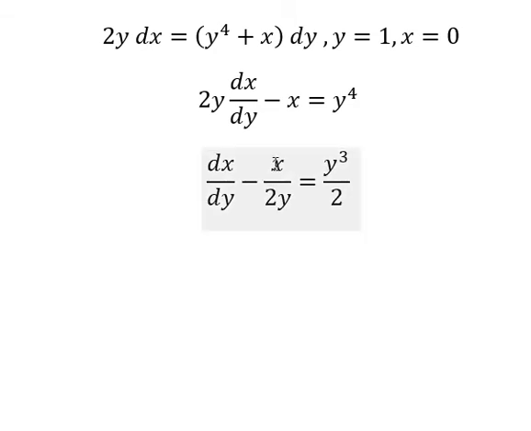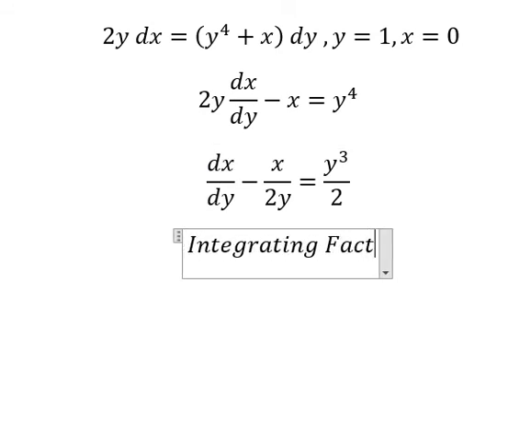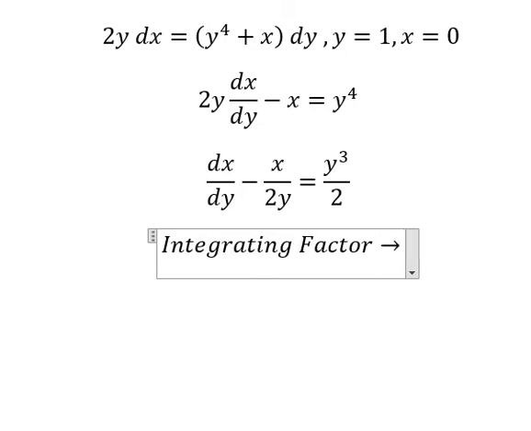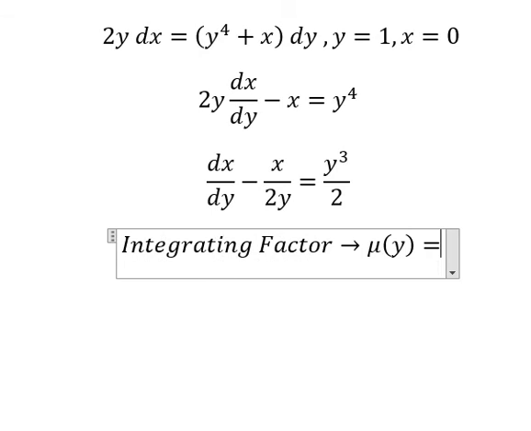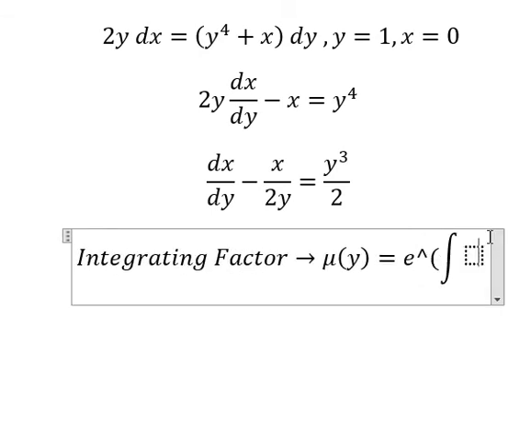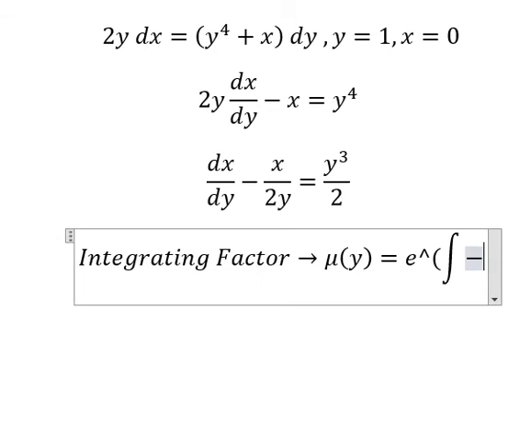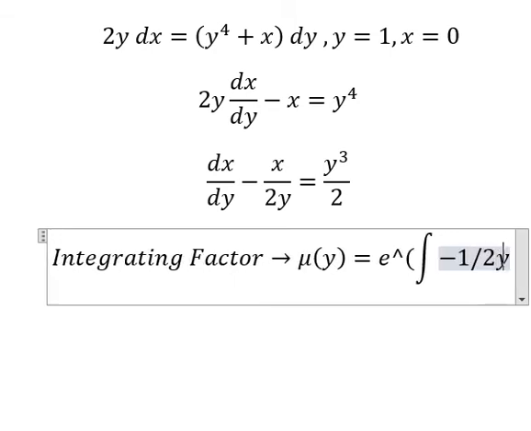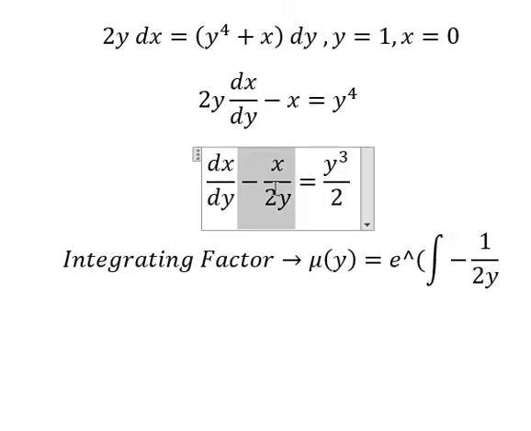Now, we have x and the first derivative of x. We can use an integrating factor. So we need to use mu of y equals e to the power of the integration of negative 1 over 2y, because this one is next to x, this is the integrating factor.